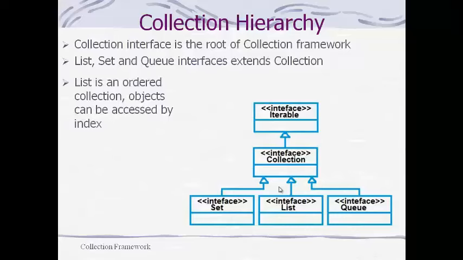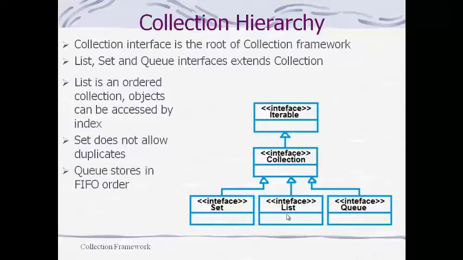List is an ordered collection. Objects can be accessed by index. Set does not allow duplicates, and queue stores in first in, first out order.